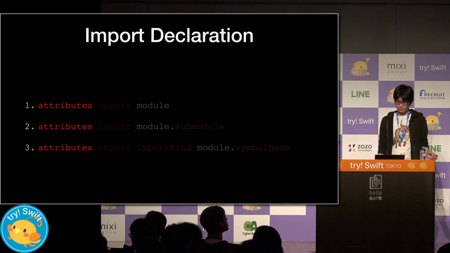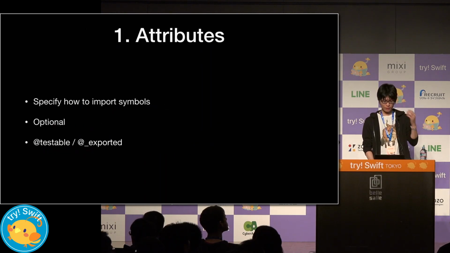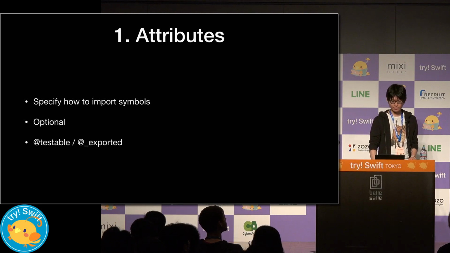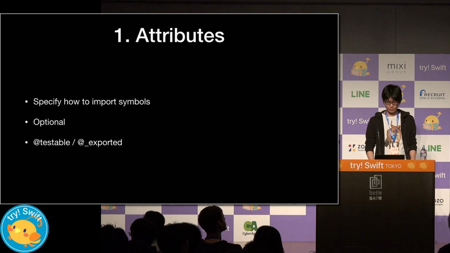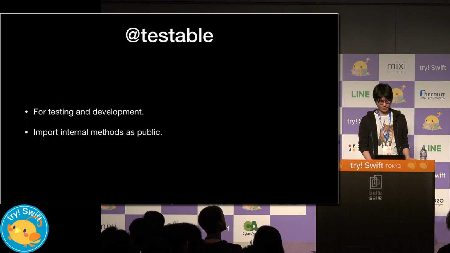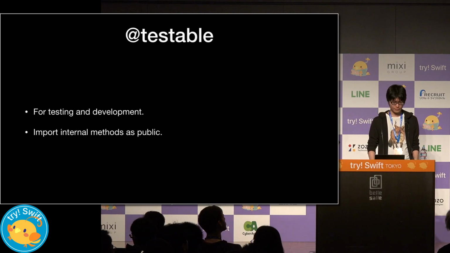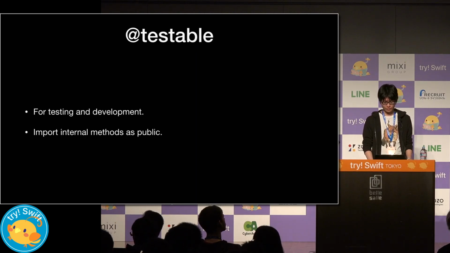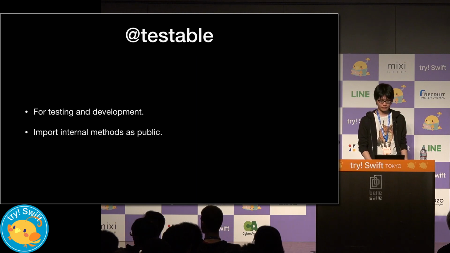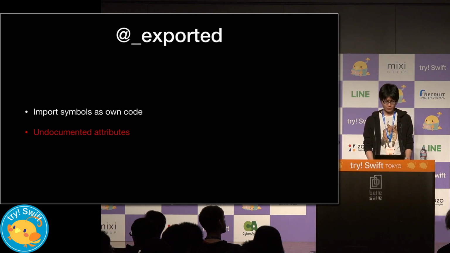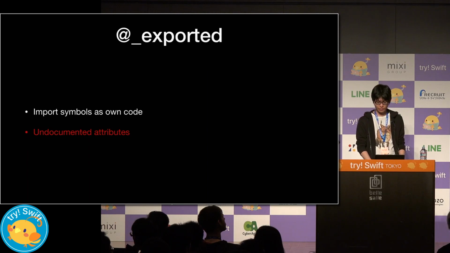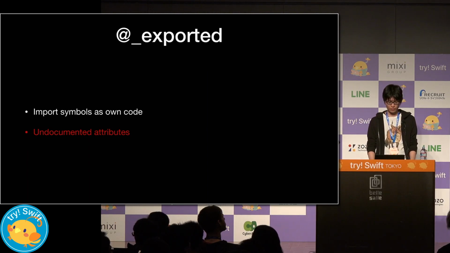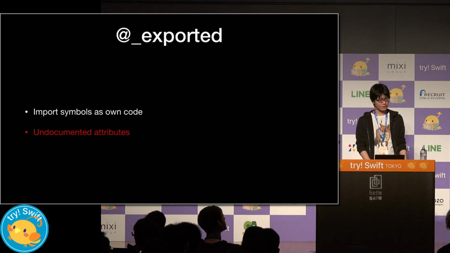First, I will introduce attributes. Attributes are an option for specifying how to import symbols. You don't have to write this. Today, there are 2 attributes in Swift, testable and exported. Testable is an attribute to use for testing. If you write it before the import, you can access internal methods. Exported is used to import symbols as though they were your own code. The underscore stands for undocumented, but it's not recommended, and you should use it in the development phase only.